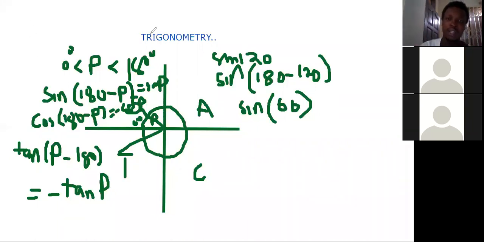So that is exactly it. And the same thing also applies to the C here. So tan P minus 180 is equal to negative tan P. Use tan P. It should be positive, because tan here is positive. But the rest should be negative, because the rest don't fall in here. The rest are negative here. I hope you're getting me.